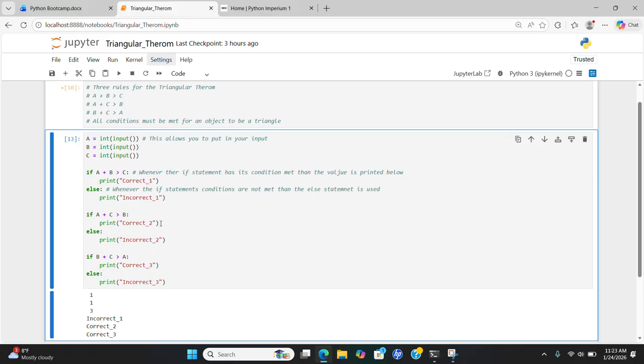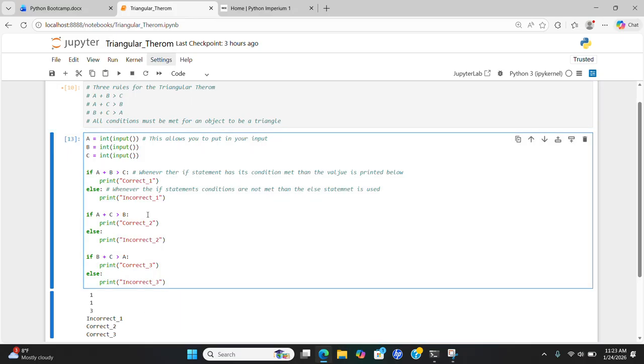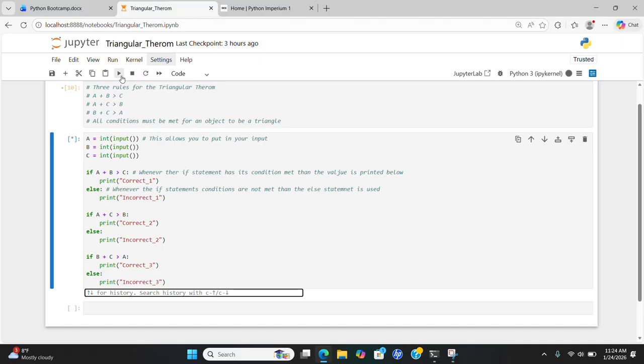However, the other two conditions are met. The second rule states that A plus C is greater than B. A, which is 1, plus 3, which is C, equals 4, and 4 is greater than B, which is 1. And the third condition is met, which states that B, or 1, plus C, which is 3, is greater than A, which it is. So let me do one that meets all conditions.